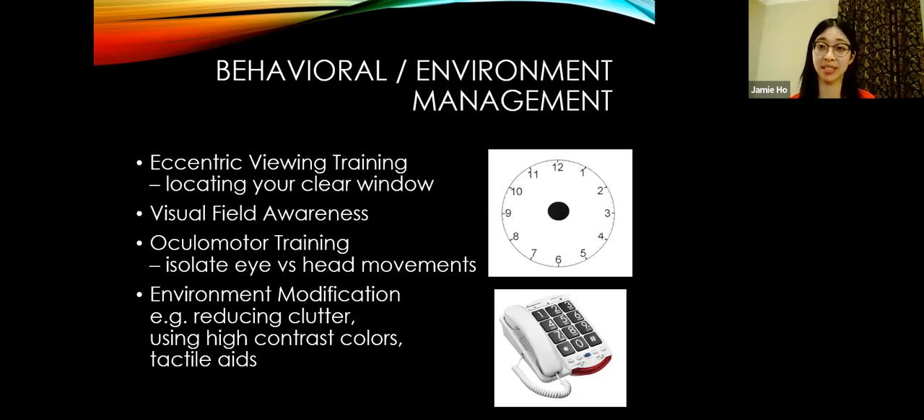Visual field awareness. Yeah, so if you have a hemifield loss, like we do in a lot of my stroke patients, or significant field loss sometimes from a retinal detachment, there are different techniques that we use to train.